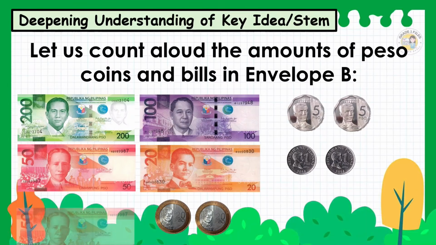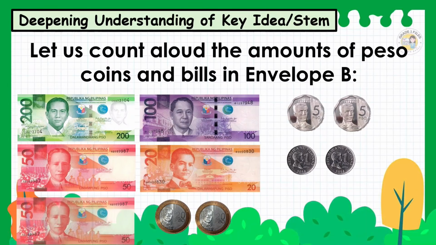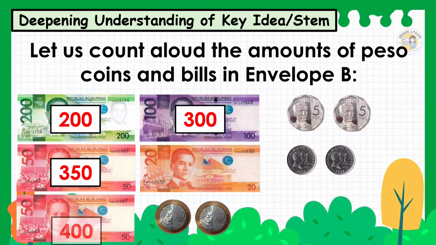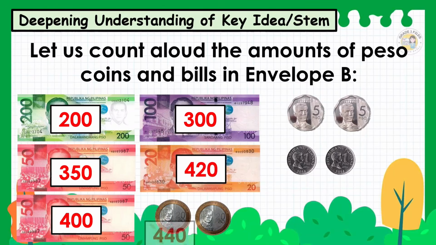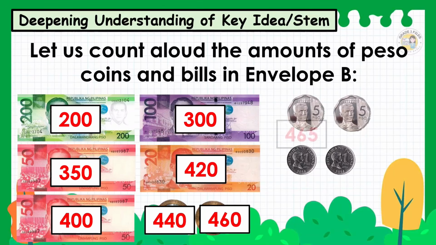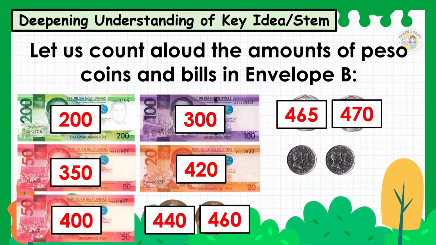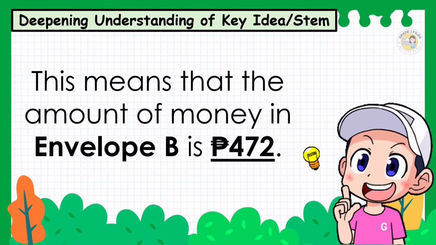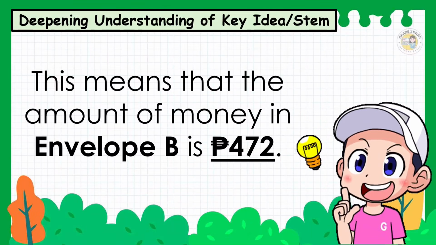Let us count aloud the amounts of peso coins and bills in envelope B. 200, 300, 350, 400, 420, 440, 460, 465, 470, 471, 472. This means that the amount of money in envelope B is 472 pesos.